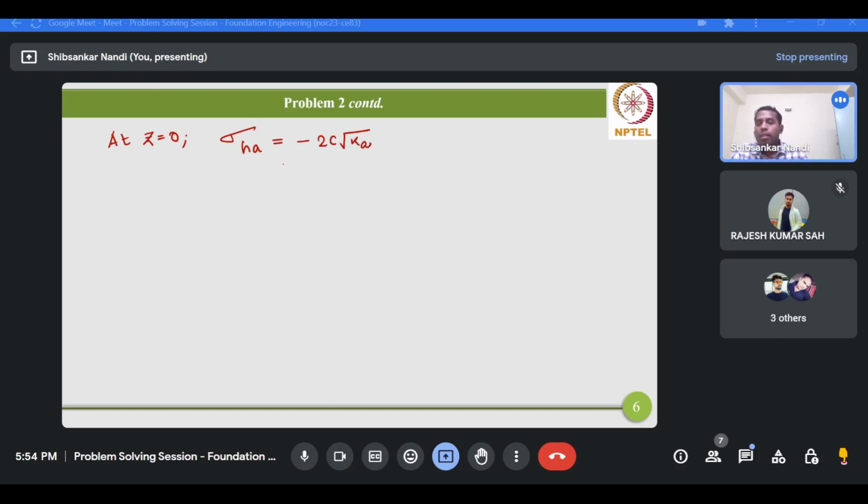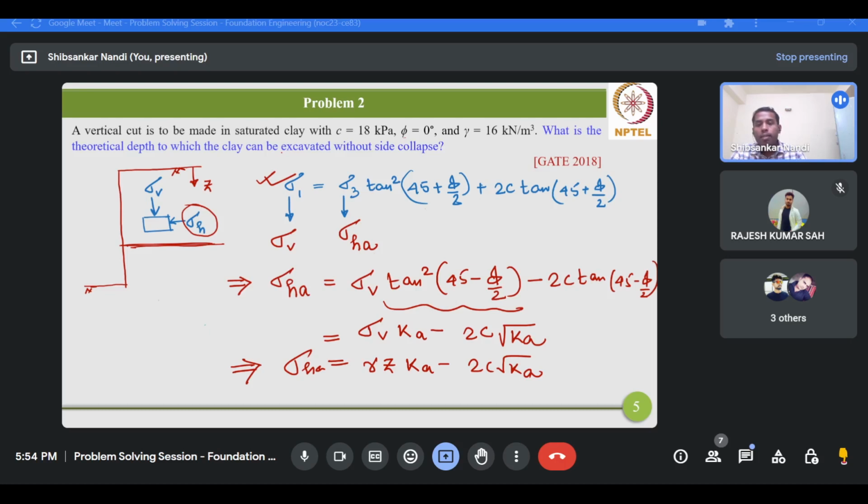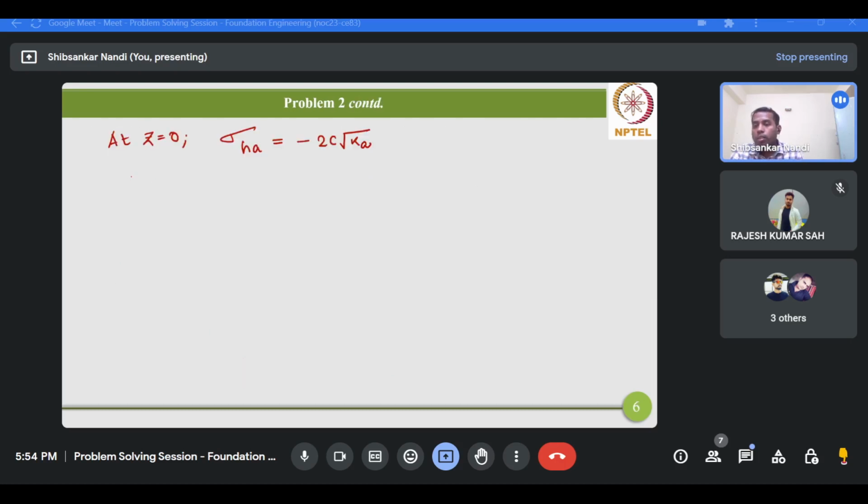Now as you can see, you are having some negative pressure. If this is the wall, you are having some negative pressure induced at the top of the layer or top of the backfill. So this is your backfill surface, and you are having basically tension at the top.